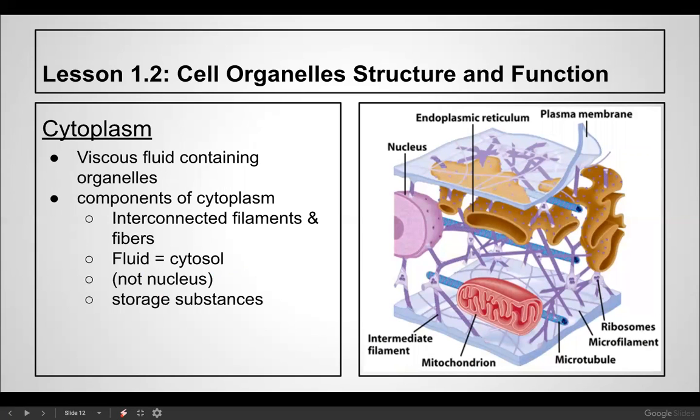Okay, we talked about the cytoplasm. It's everything inside the cell other than the organelles, and it's just a fluid that everything's bathing in. It contains some other types of items like filaments and so forth to help give it a little bit of structure. The fluid is called cytosol. It's not in the nucleus, and storage substance.